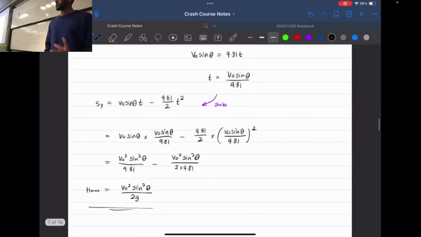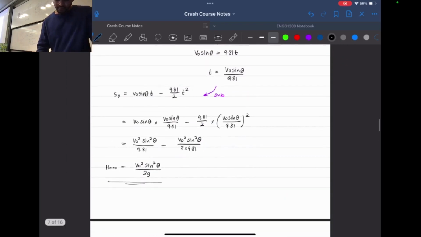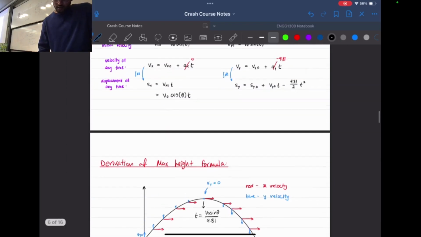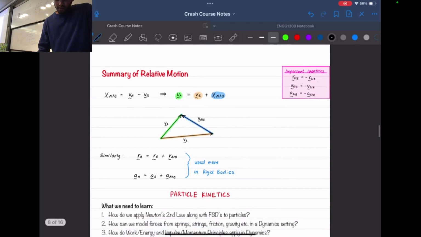Okay, everyone got that copied down? Yeah. Okay. So I'll move on to relative motion now.